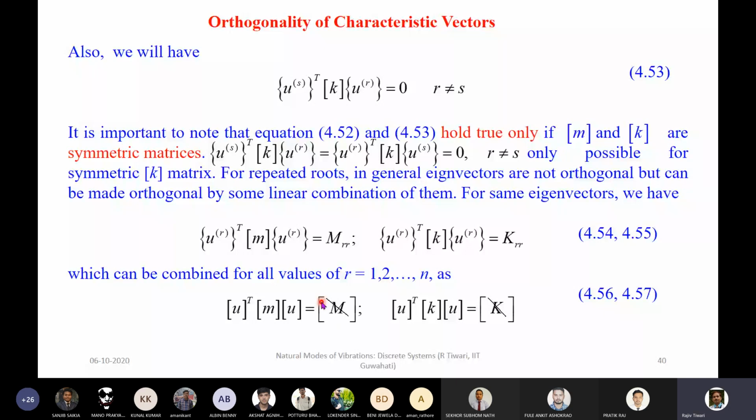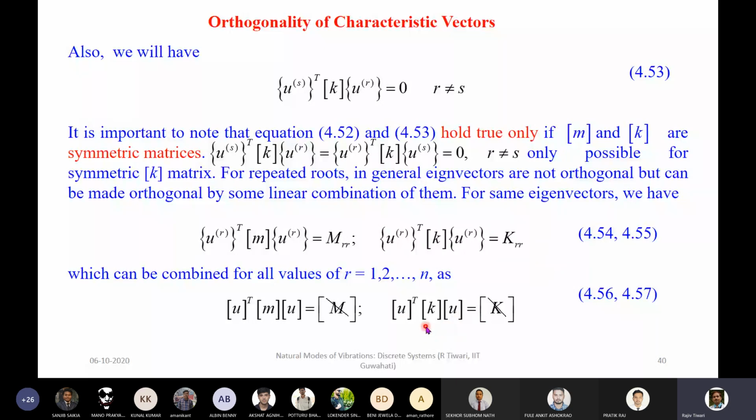So here only a single vector is there, but here the whole modal matrix is there. That means all eigenvectors are combined for r equal to 1 to n. So we'll get a diagonal mass matrix, and similarly a diagonal stiffness matrix. And whatever eigenvectors have been used here are not mass normalized.